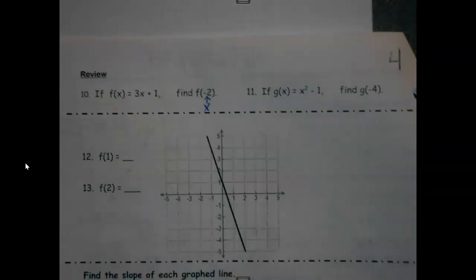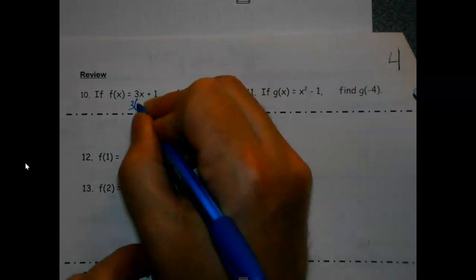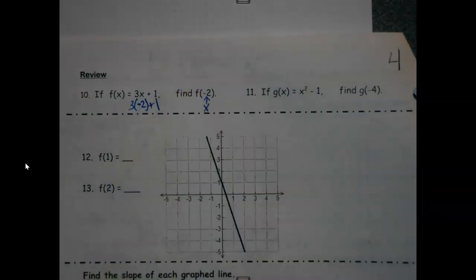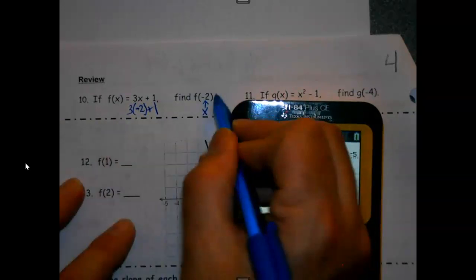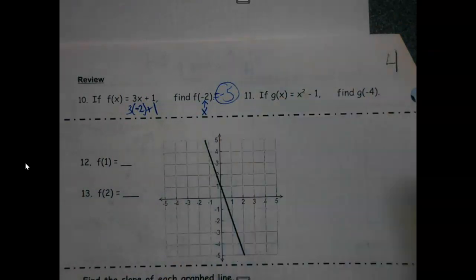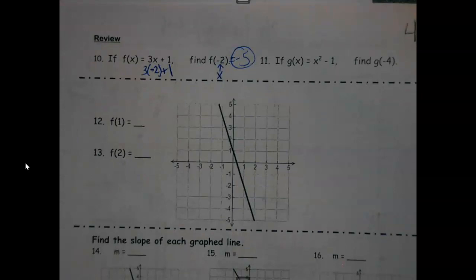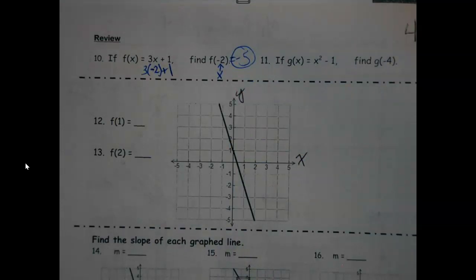Remember, the number in parentheses is x. So all you have to do is take that number in the parentheses, substitute it in for x, and then if you want to, just plug it in the calculator. And get your answer. So straight up substitution. A lot of you had asked me as well on the quiz. I wish you'd have asked me before, but we're going to get to see it here again.